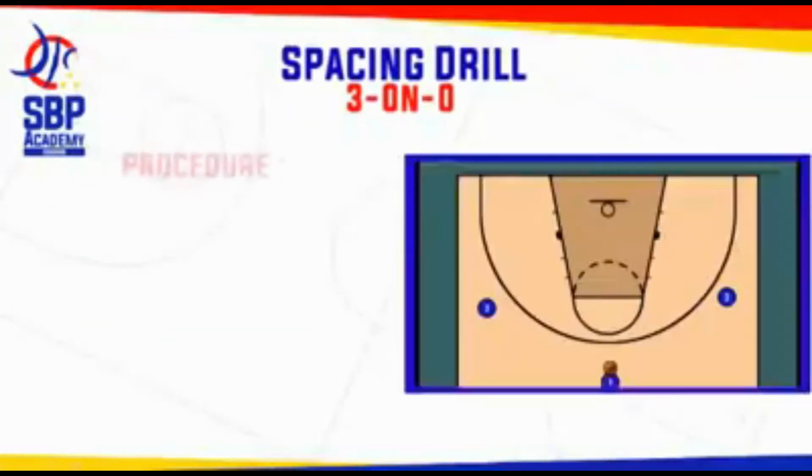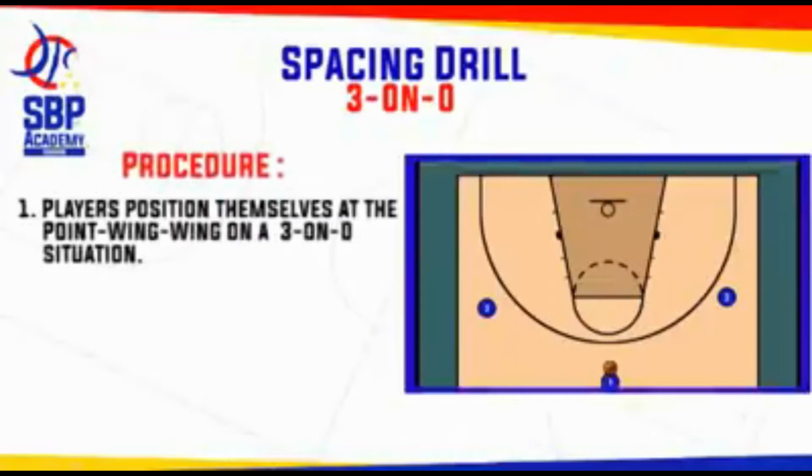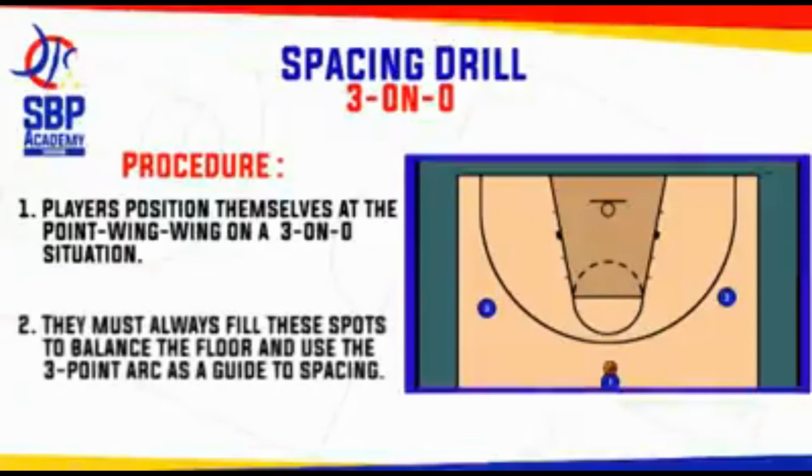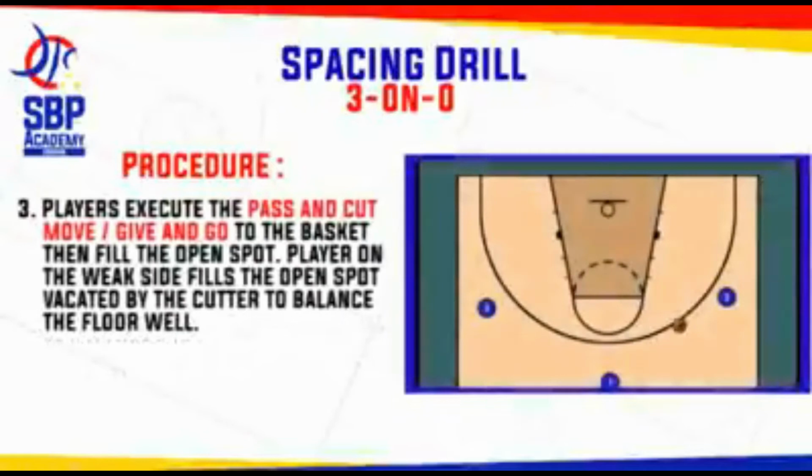Spacing drill 3-on-0. Players position themselves at the point and wing on a 3-on-0 situation. They must always fill the spots to balance the floor and use the 3-point arc as a guide to spacing. Players must execute the pass and cut move, or give and go, to the basket, then fill the open spot. The player on the weak side fills the open spot vacated by the cutter to balance the floor well.